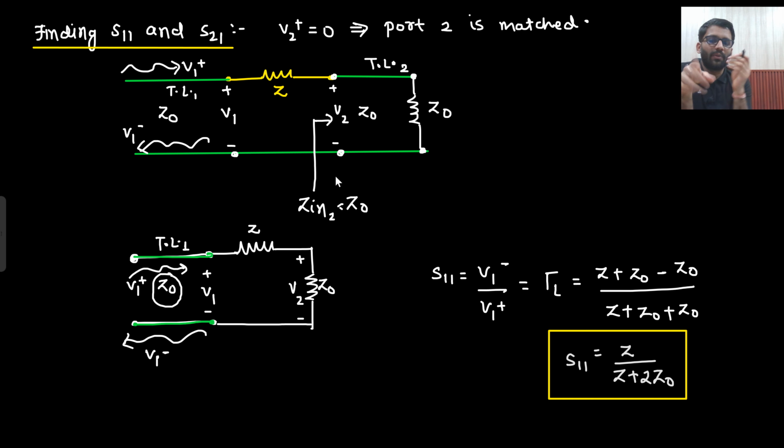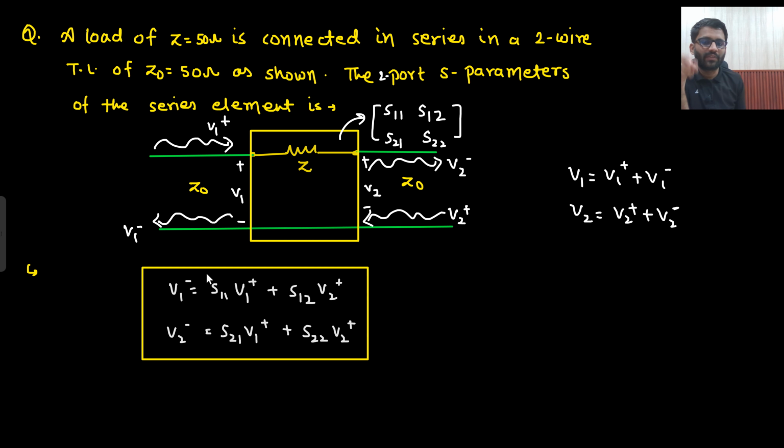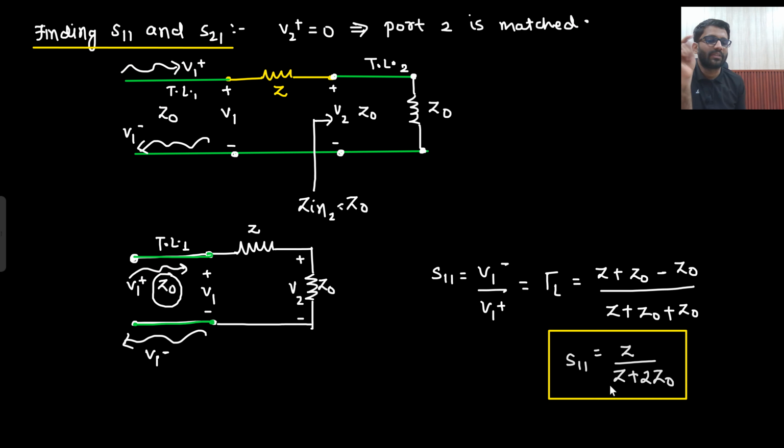Okay. So now what do I need to find? I need to find V1 minus divided by V1 plus, because that is my S11. And what is V1 minus divided by V1 plus? That is the reflection coefficient at the load: ZL minus Z0 upon ZL plus Z0. Here, what is acting as the load? This much is acting as the load for this transmission line. So it is Z plus Z0 minus Z0 upon Z plus Z0 plus Z0. So this is your S11. Is there any confusion? Certainly no, there is no confusion at all.